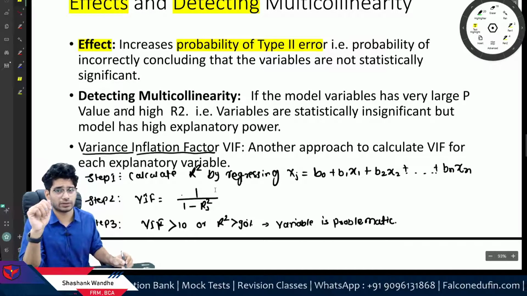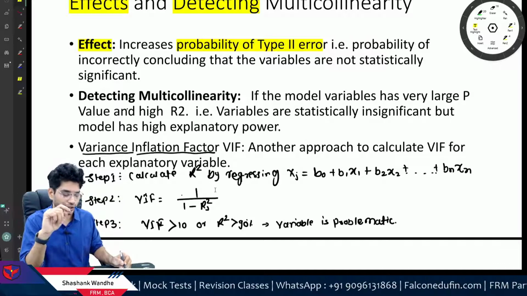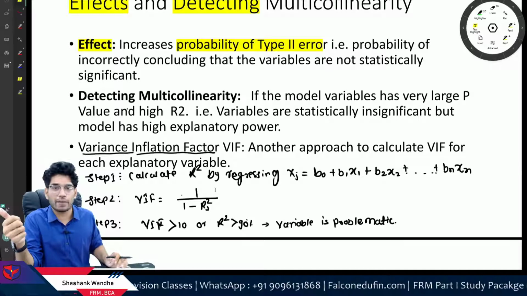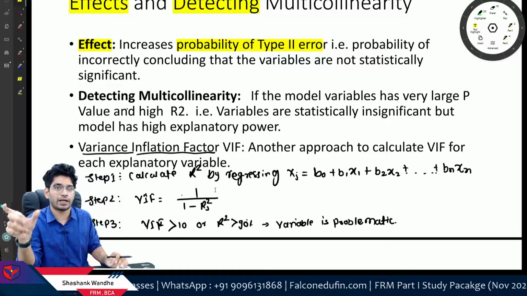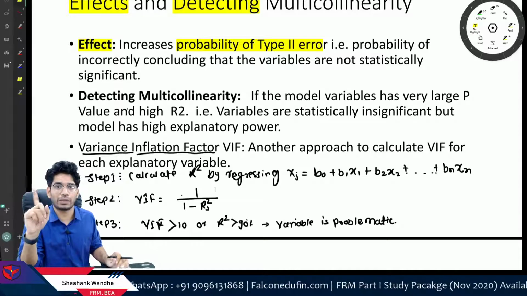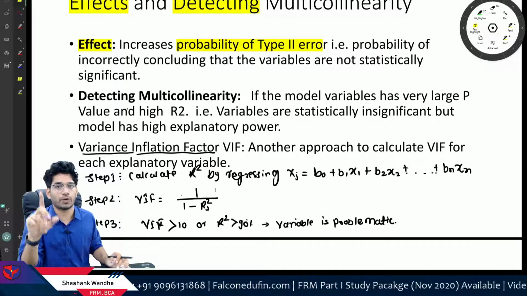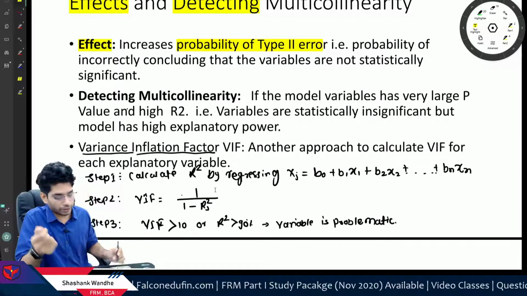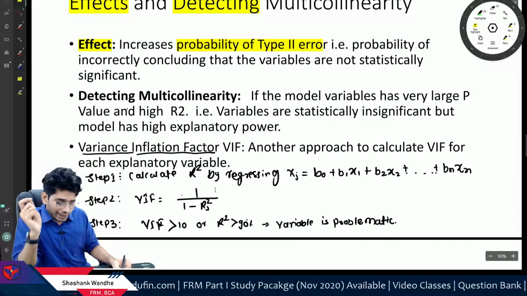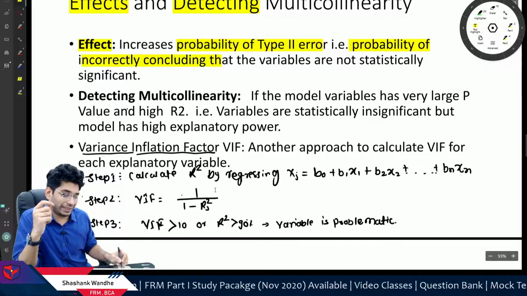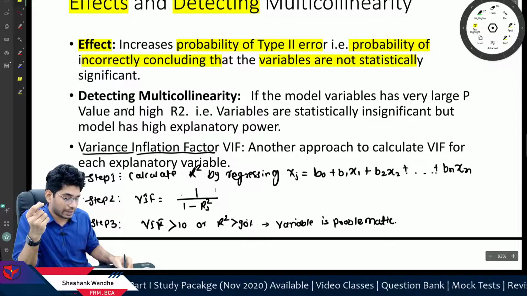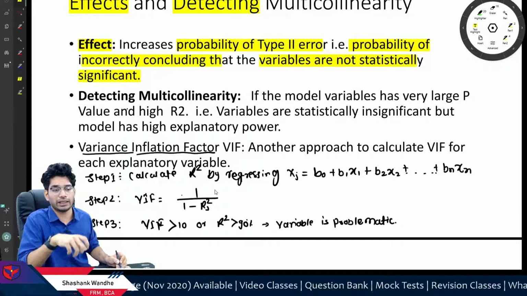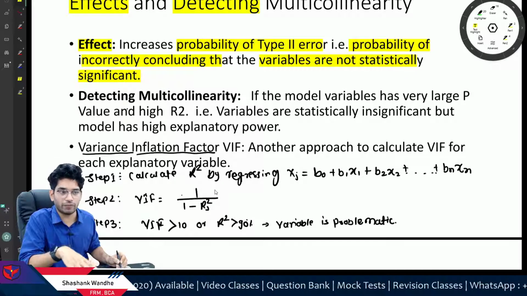What is the type 2 error? Try to recall. I will not explain intentionally. If you are not able to recall, just pause, visit your hypothesis testing chapter, and see what type 1 error and type 2 error are. If you do this, you will remember them for long. Now, type 2 error is the probability of incorrectly concluding that variables are not statistically significant. This is a problem with the effect of multicollinearity.